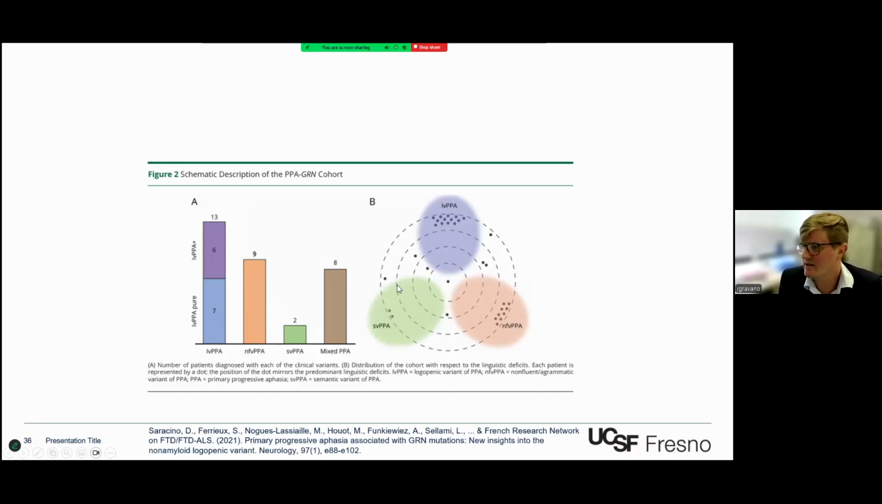Okay, this is again the progranulin cohort. What's happening is, most of them in this cohort have a logopenic presentation and a non-fluent presentation, but some mixed as well, and even a few, two out of the cohort, with a semantic presentation. So again, genetics is certainly helpful, and not completely predictive of underlying clinical syndrome.